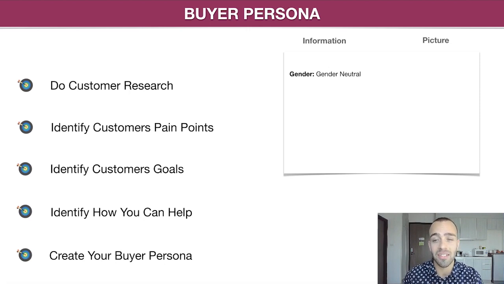That's why we're making this gender neutral. Then we would like to actually give this buyer persona a name. So we're giving them a name of Robin with a Y, which is gender neutral. And then we would like to see what age groups this person is in.